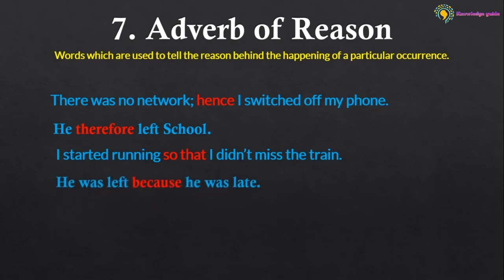He was left because he was late. Why was he left? Since he was late, the reason is he was late, that is why he was being left, and thus the word because is showing the adverb of reason in the sentence. Why is it so hot inside the bus? The reason is asked with why, and thus the word why is showing reason in the sentence. Okay. So friends, I hope you all are able to understand what I am explaining here. All these words, hence, therefore, so that, because, why, are showing the adverbs of reason.